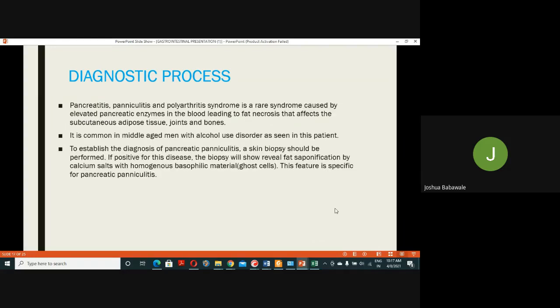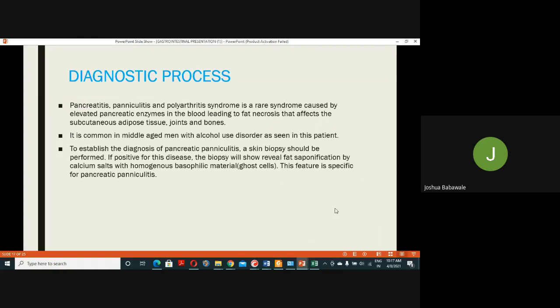So, just a short info about pancreatic panniculitis. It's a rare syndrome caused by elevated pancreatic enzymes in the blood, leading to fat necrosis that affects the adipose tissue, joints, and bone. And as we saw in the lab values, the lipase levels were really high, so that would suggest pancreatitis. Pancreatitis, panniculitis, and polyarthritis syndrome is also common in middle-aged people with alcohol use disorder, which was seen in this patient.